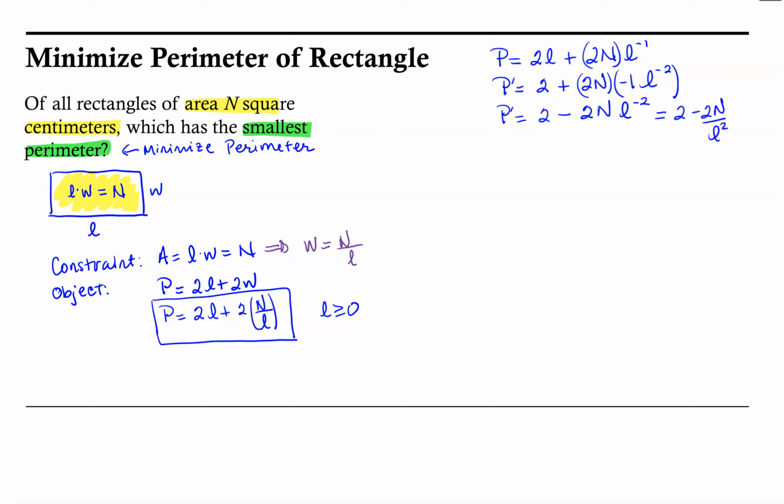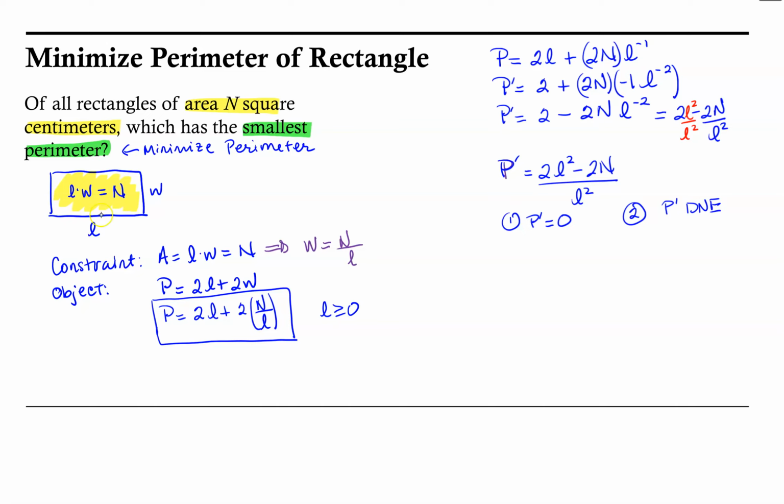Let's get a common denominator so we can set our derivative equal to 0. So we'll multiply 2 by L squared over L squared. Doing that, we get P prime is equal to 2L squared minus 2n all over L squared. Now there are two sources of critical points. One will be where P prime equals 0. The second will be where P prime is undefined or does not exist.